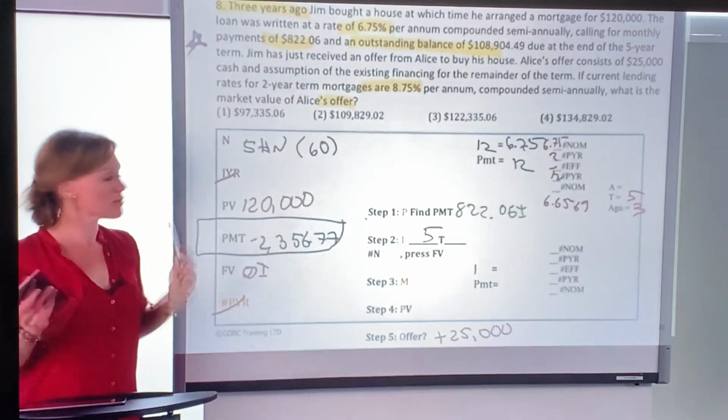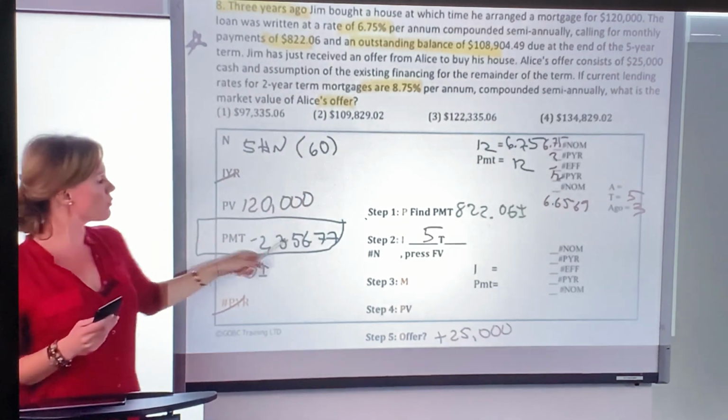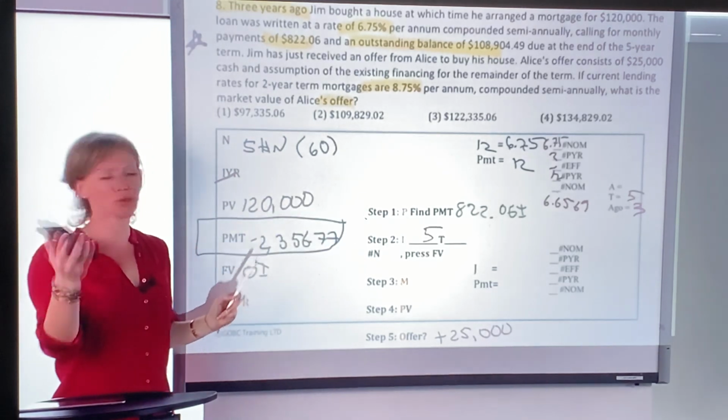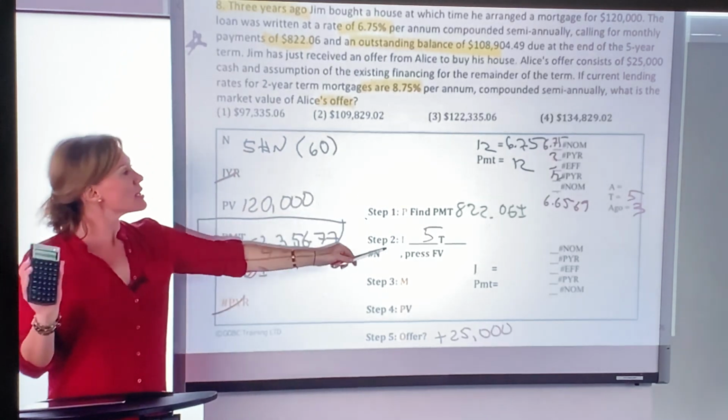So step 1 is finished the way you like it to. So I just left the old version of it, right? So the second version of it. So I changed my payment from this to this. I manually put 822.06 plus minus PMT. Step 1 is done. Step number 2.